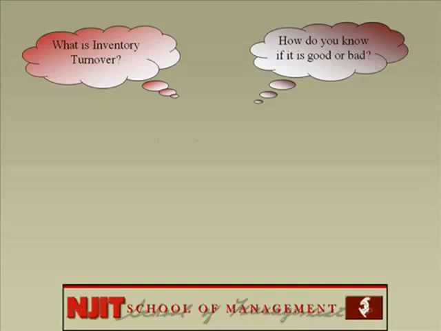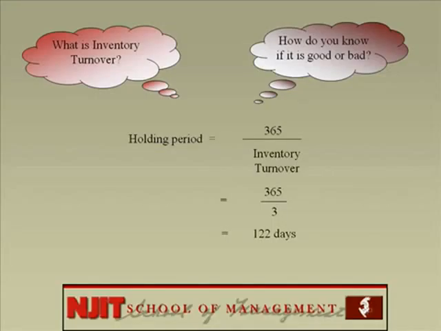Well, the answer is 3. And to find out if it's good or bad, you use another ratio called holding period, which I just put up in front of you. Holding period is 365 because there are 365 days in a year divided by inventory turnover. This comes to 122 days. This means on average, from the time it came to the warehouse to the time it left because you sold it, the time gap was 122 days.